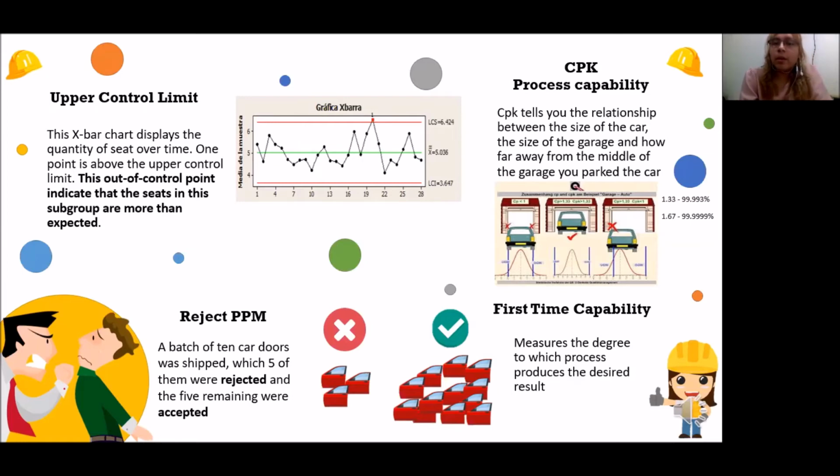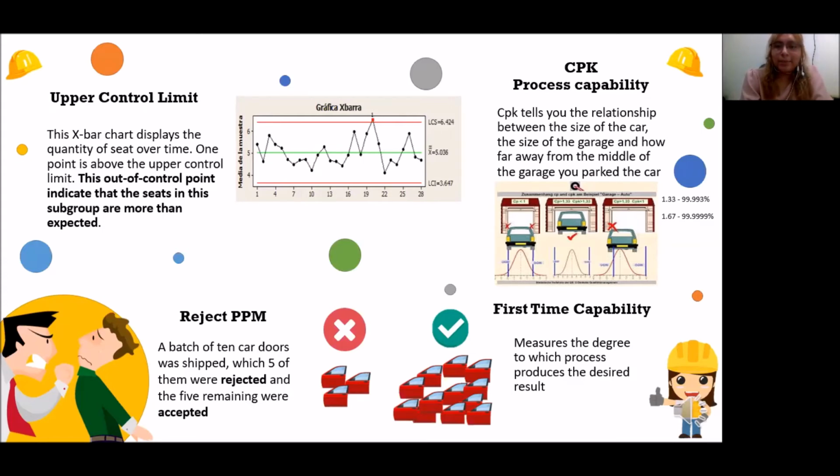The second word I chose is CPK, process capability. Well, in this case, our analogy is parking a car in the garage analogy.